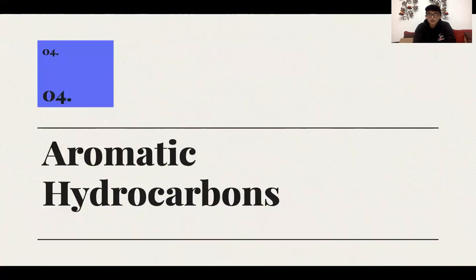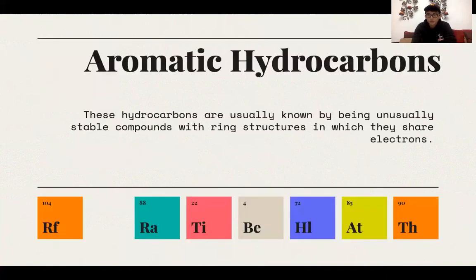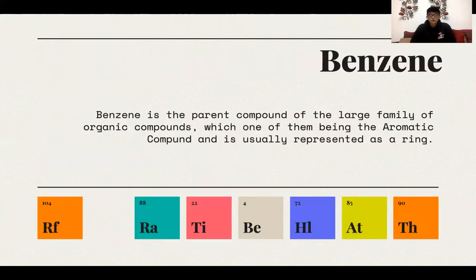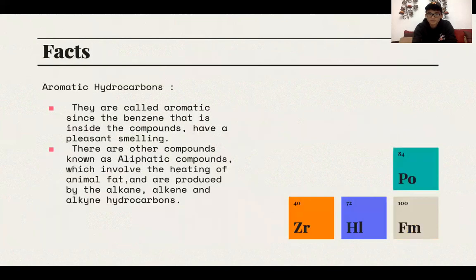Passing to our last part, the aromatic hydrocarbons. First of all, aromatic hydrocarbons are usually known as unusually stable compounds with a ring structure in which they share electrons. Here we have some examples. Before moving on, we have to know what benzene is. Benzene is the parent compound of a large family of organic compounds, one of them being the aromatic compounds, and it is usually represented as a ring.